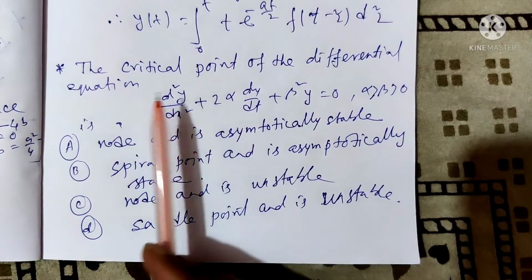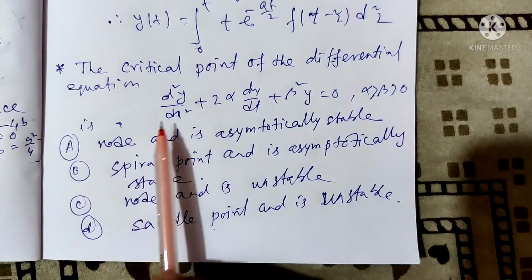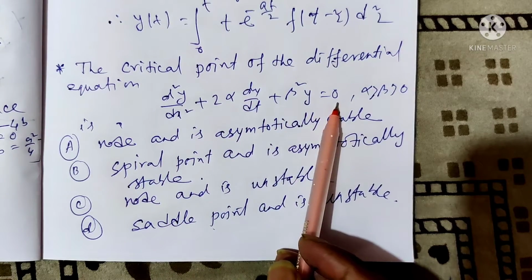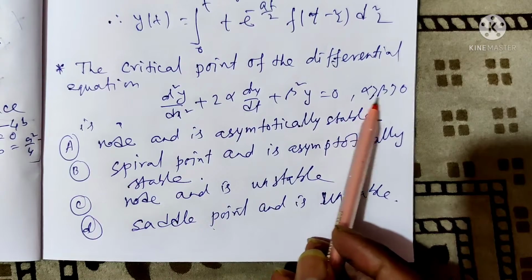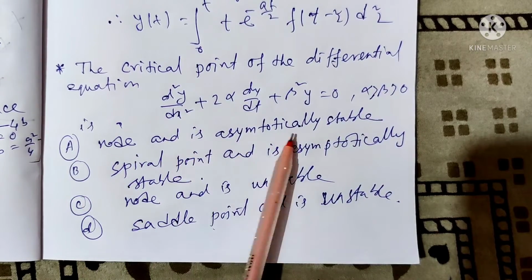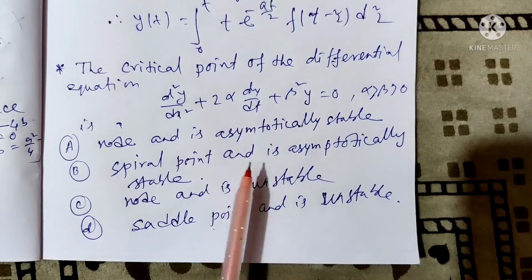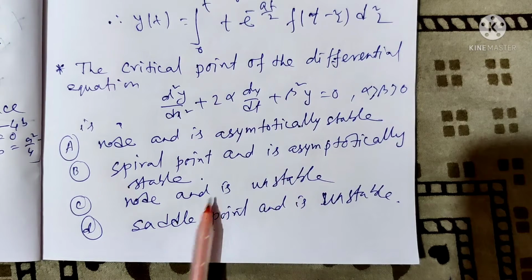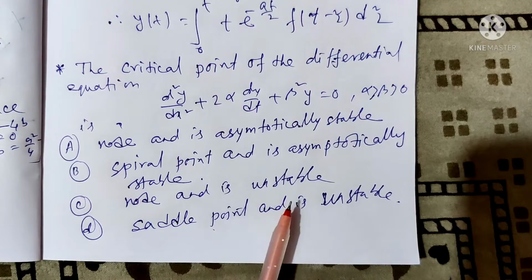Let the origin be the critical point of the differential equation d²y/dt² + 2α dy/dt + β²y = 0, where α > β > 0. Is it: node and asymptotically stable; spiral point and asymptotically stable; node and unstable; or saddle point and unstable?